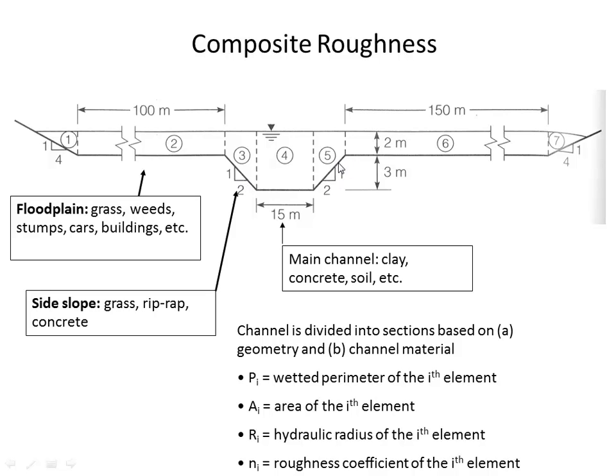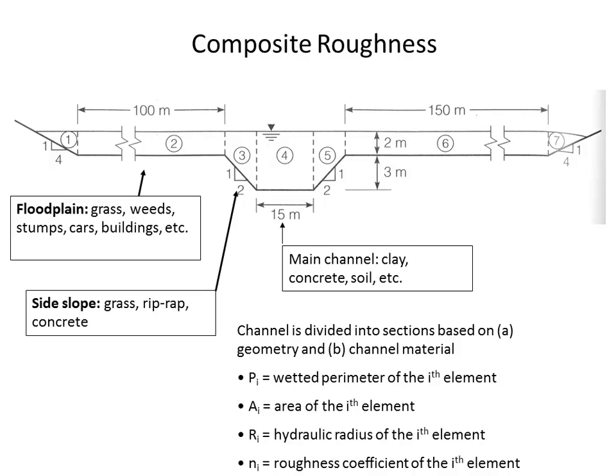But then you can see as the water level rises and it spills out of this typical flow channel, there is a floodplain that's much wider, and it may be that this part of the channel is lined with grass, weeds, cars, buildings, all sorts of debris that would have a much higher N value than the main channel. And so if you're going to apply Manning's equation to the entire cross-section, there has to be some way to come up with an average N value to account for the average resistance that's encountered by the cross-section.